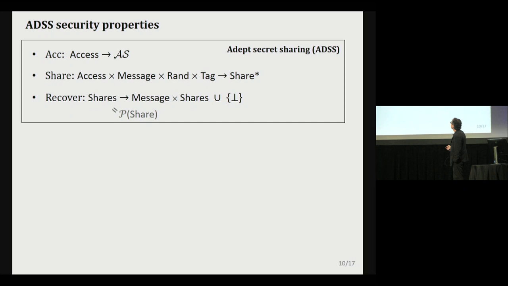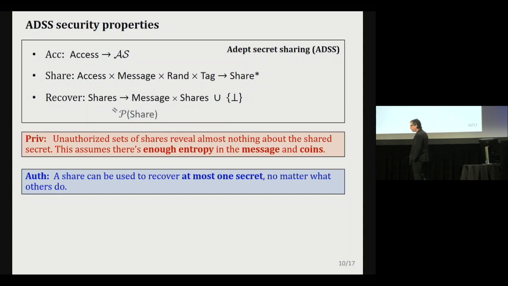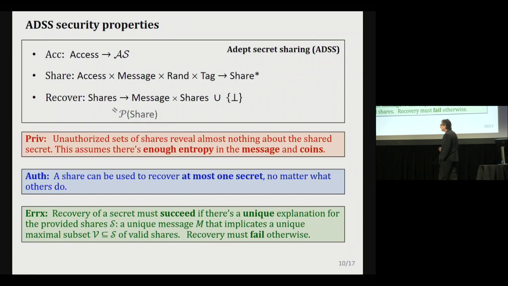On top of this new syntax, we'll describe three different security notions. One is called privacy, which roughly says that unauthorized sets of shares have no computationally extractable information about the underlying secret. An authenticity or binding condition says that once you're in possession of a share, the underlying message associated to that share is fixed. Someone can't give you a share and later on make it one thing or another thing, depending on their whim. Finally, we want an error correction condition that says that you will do your very best to recover the underlying secret that is present in a collection of shares, even if some of those shares are messed up. If there's not an underlying secret that you can point to, you need to identify that and say so.